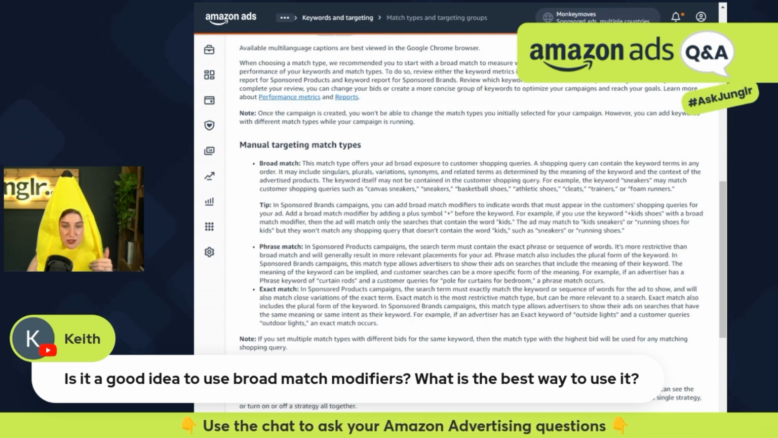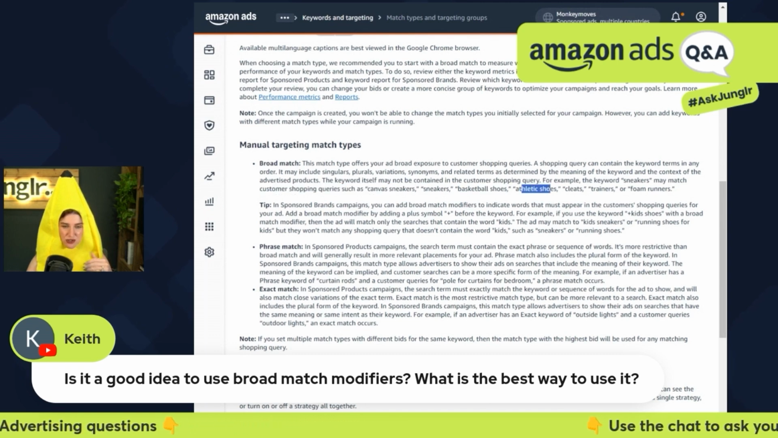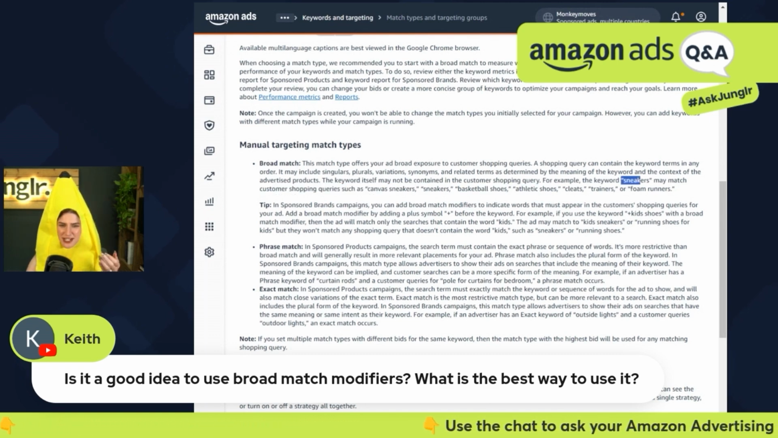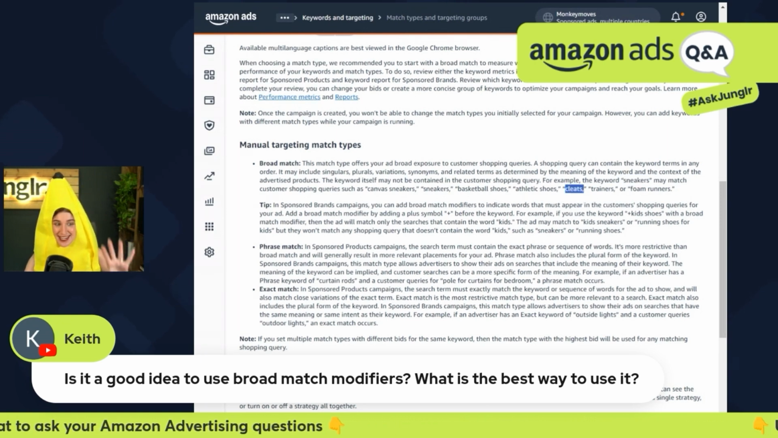For example, the keyword sneakers may match customer queries such as canvas sneakers, or basketball shoes, or athletic shoes, or cleats. Can you imagine if you're advertising on sneakers? Cleats are a completely different thing. This is literally in their examples, what they're saying can trigger.